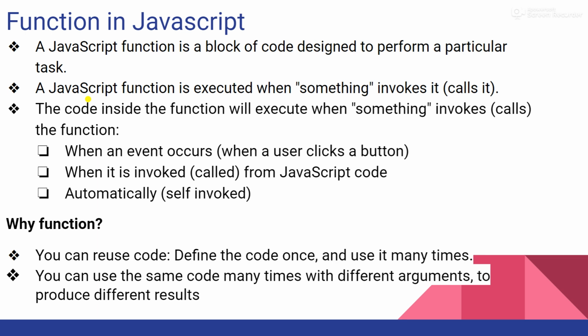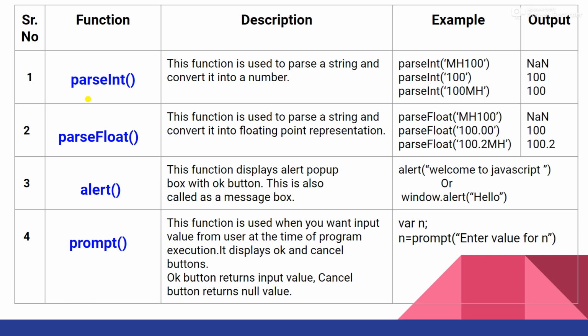Second, you can use the same code many times with different arguments to produce different results. So this means you can use the same code with different arguments. Suppose I am writing a function to add two numbers. These two numbers could be integers, decimal numbers, negative numbers, anything. So these are different arguments which will give different results, but what action are they performing? Addition. This is what the sentence means.